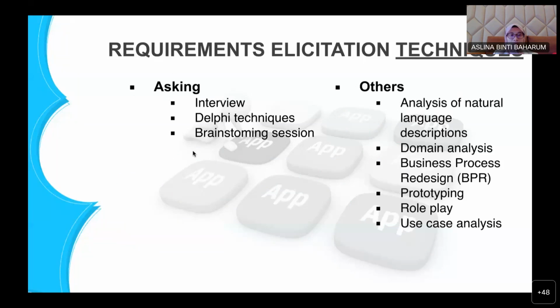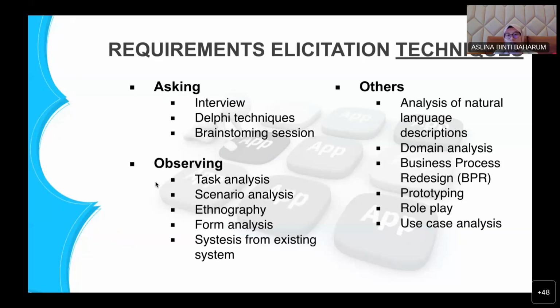The second technique is observation. Observation can be task analysis: you give one system to them, ask them to complete the task, and you look at how they do it by observing them. Scenario analysis: you give a scenario and then you analyze based on your findings. Ethnography, demography, gender based. Form analysis, a kind of survey, where you can use a form.